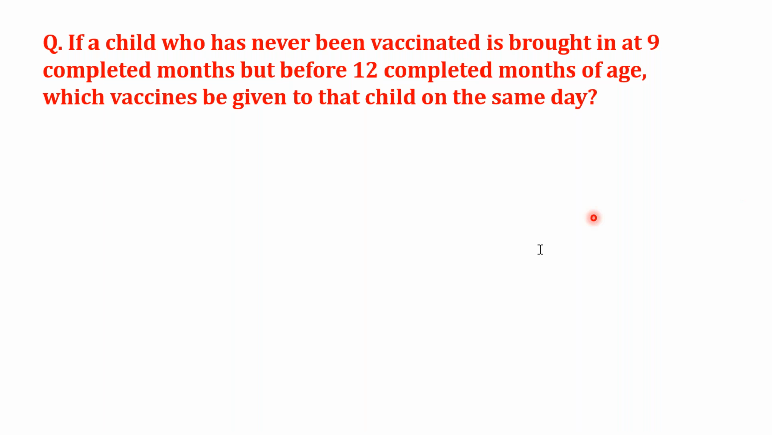So Shreya says OPV, BCG, MR. All right, anything else we can give to this 10-month-old? So Nikita feels BCG, Penta, OPV. Okay, right. So let us see what vaccines we can give to this 10-month-old child.